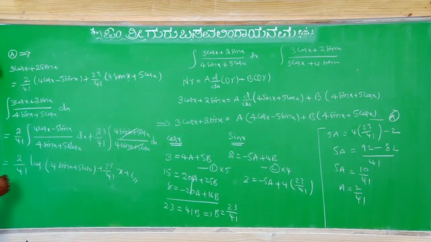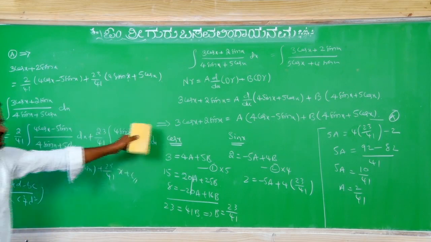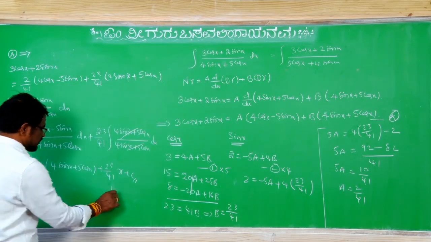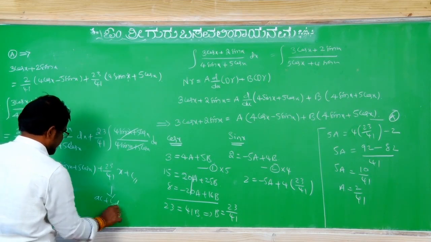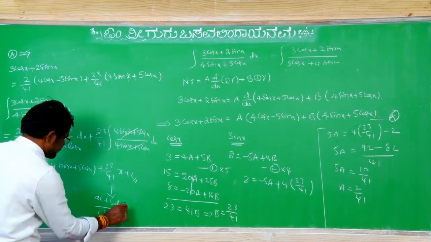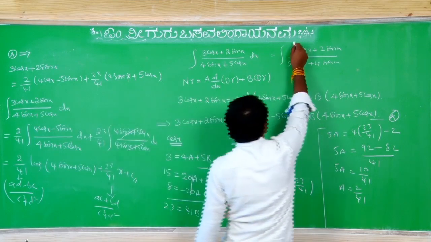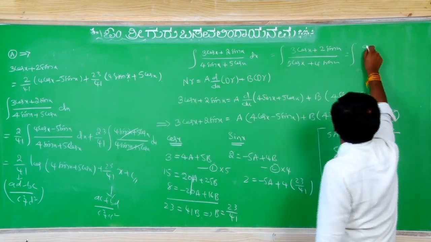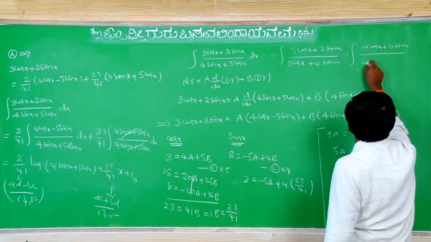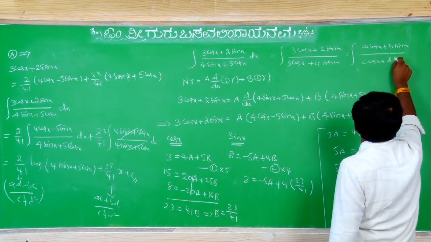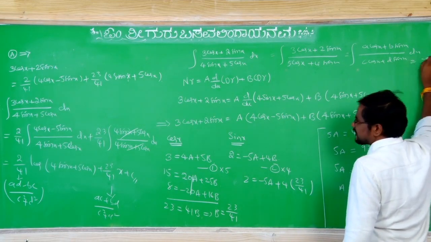So here, what? AD minus BC by C square plus D square, you can write directly from this one. You don't have to calculate all these. And this one, how to get? So AC plus BD by C square plus D square, if you treat this as integration of (A cos x plus B sin x) divided by (C cos x plus D sin x) into dx.